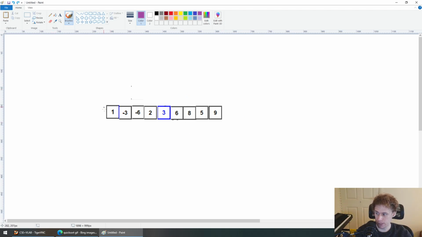And then what you do is you basically apply quicksort. Oh, that was a really straight freehand line. My lord. Never again. That was gorgeous.